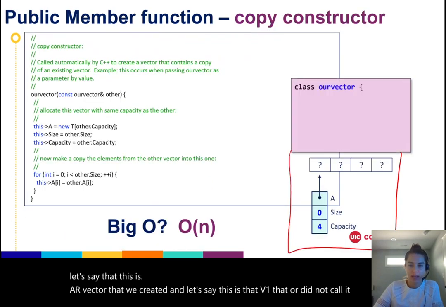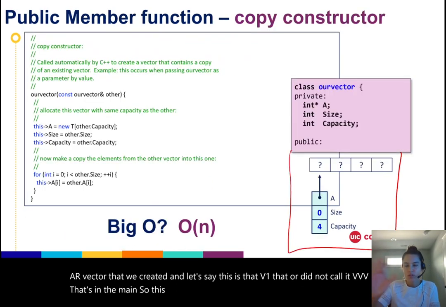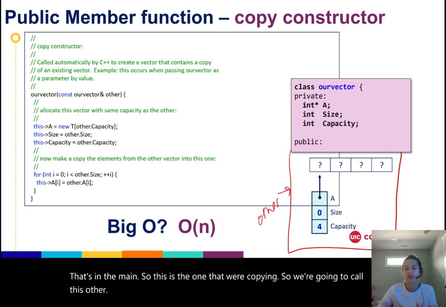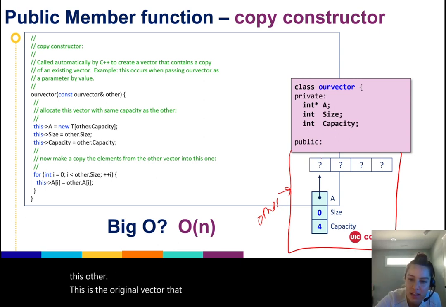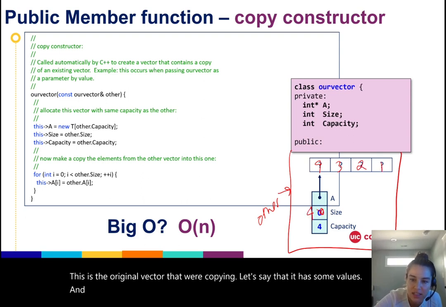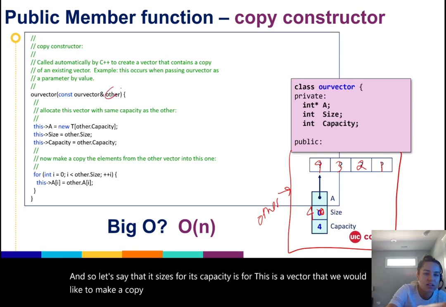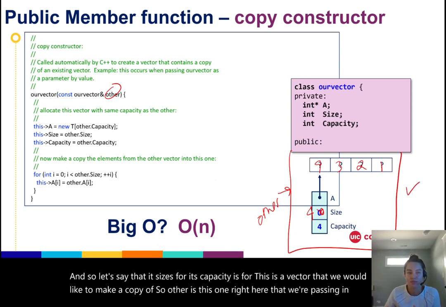v, that's in the main. So this is the one that we're copying. So we're going to call this other. This is the original vector that we're copying. Let's say that it has some values, and let's say that its size is 4, its capacity is 4. This is a vector that we would like to make a copy of. So other is this one right here that we're passing in and making a copy of.